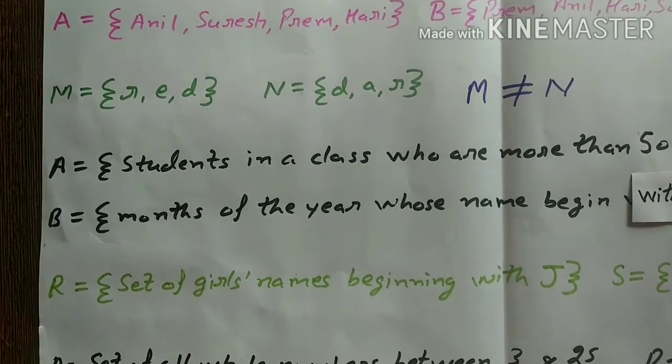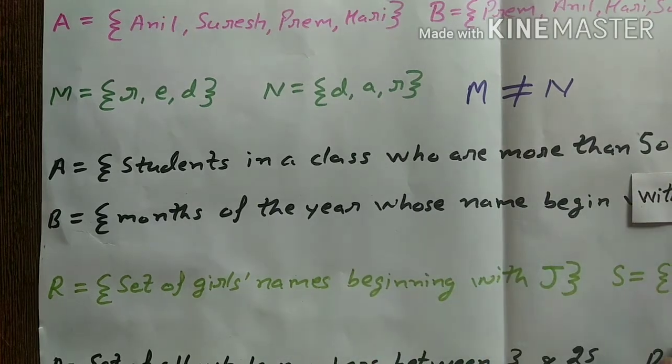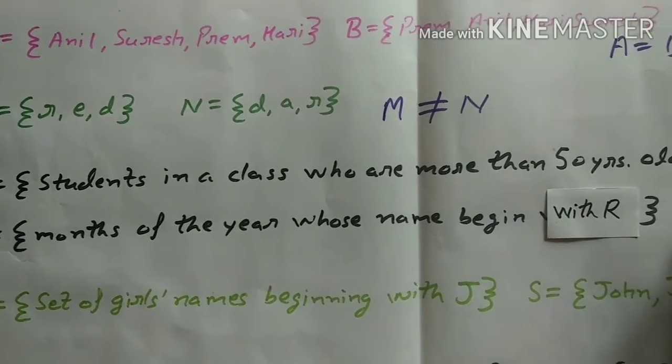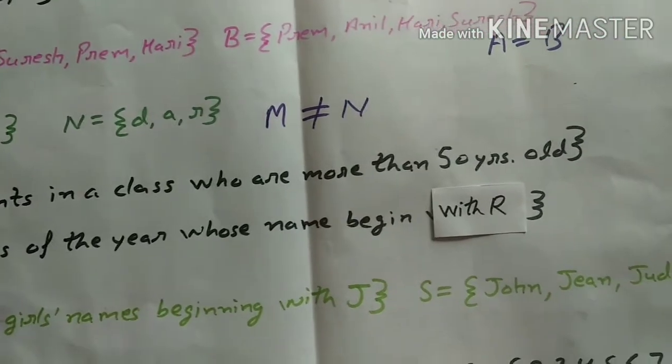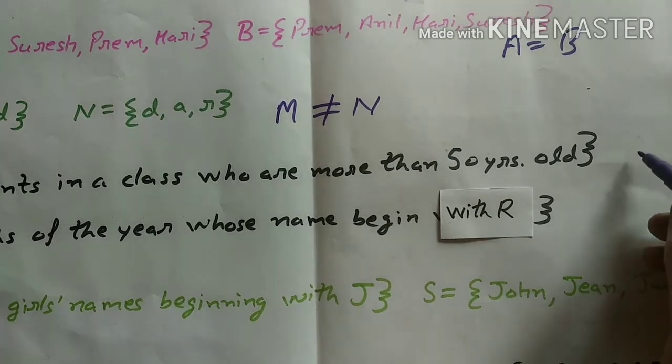Okay, students. Now, our next question is, students in the class who are more than 50 years old. Now, 50-year-old students you will find nowhere in any class. Therefore, how many members are there in the set? No member is there in the set. So whenever there is no member in the set, how many members are in the set? That is clear. No member means the cardinal number of the set is 0.